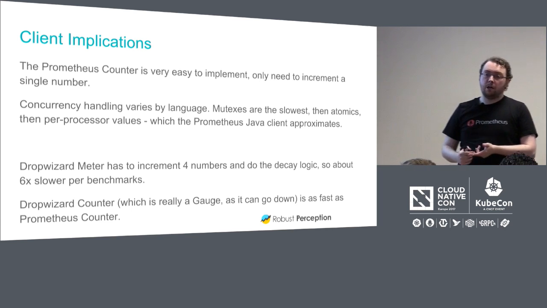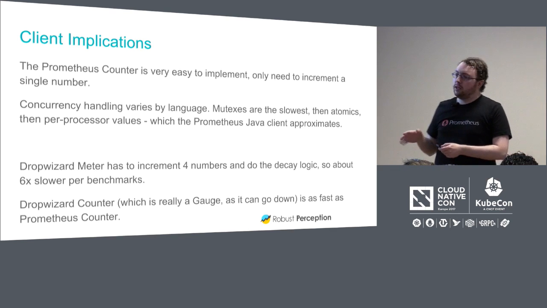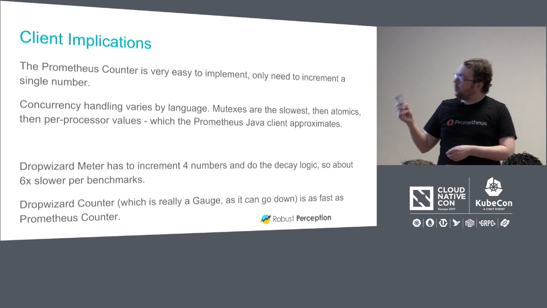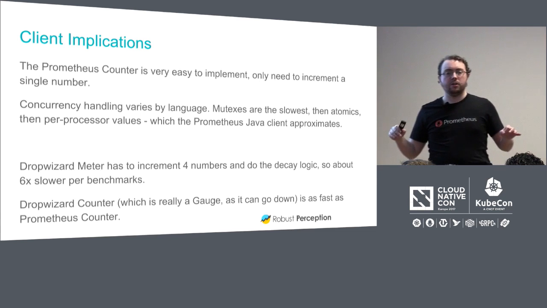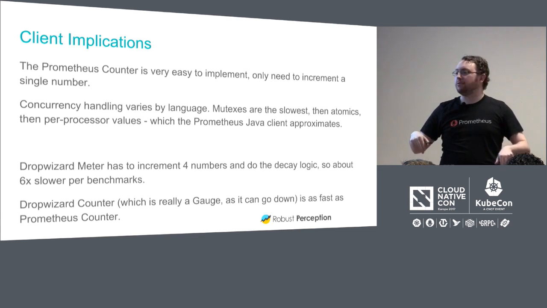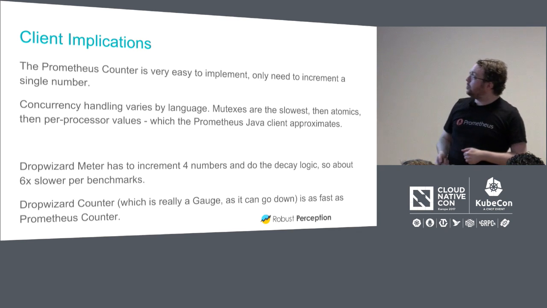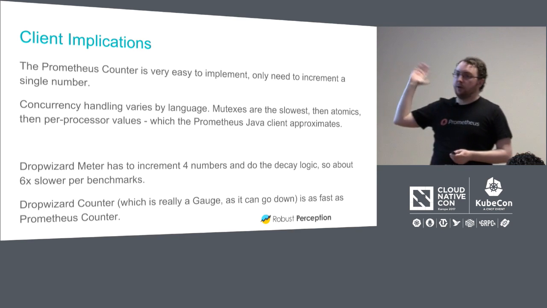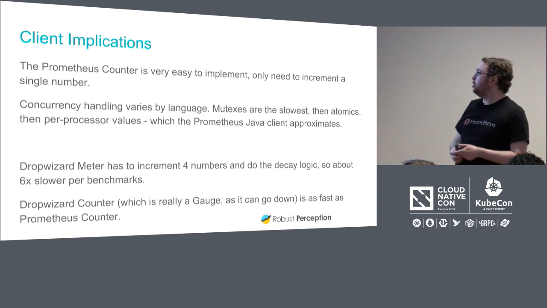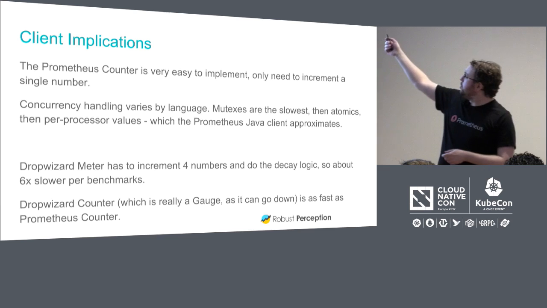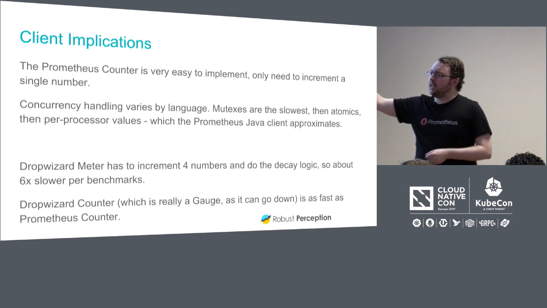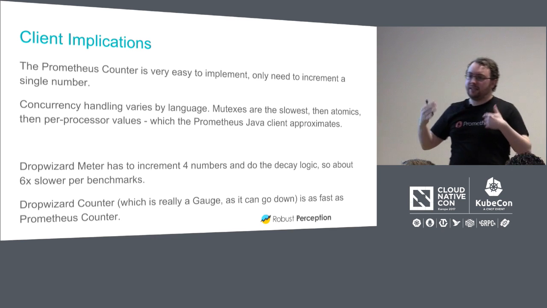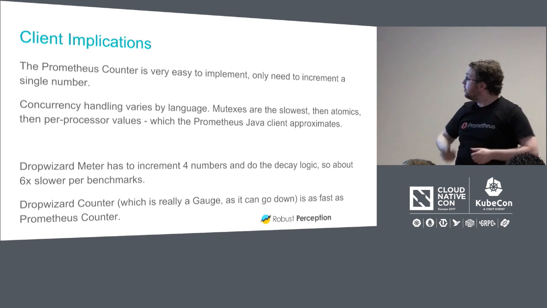But then there's atomics. Atomics tend to be around the 10, 15 nanosecond range. And then the best one of all is if you can actually have per processor values, so you don't have to do cache coherency across the processors. So Java actually approximates this, so the Java client actually handles concurrency the best. But atomics are perfectly fine for average use, and some languages only have mutexes. Like the Go client is using atomics. The Ruby client doesn't actually have any concurrency handling because Ruby. Because it's presumed it's only single-threaded, so why would you need it?